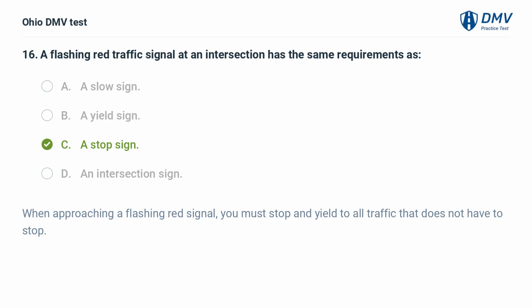C. A stop sign. When approaching a flashing red signal, you must stop and yield to all traffic that does not have to stop.